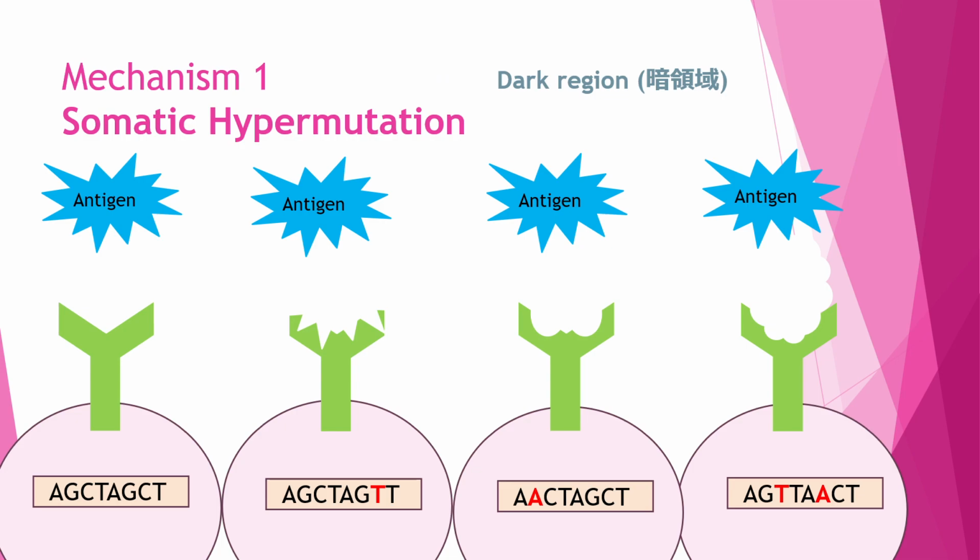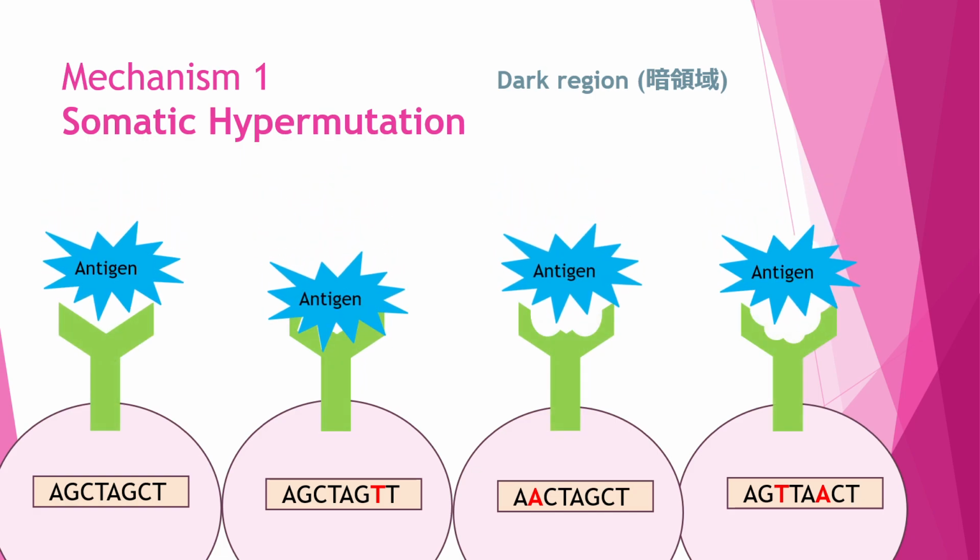The first process is somatic hypermutation. As B cells proliferate, point mutations are highly likely to occur in the region of the gene that encodes immunoglobulins. This mutation usually changes the region of the immunoglobulin that binds to the antigen, so it affects the antigen binding affinity of antibodies.